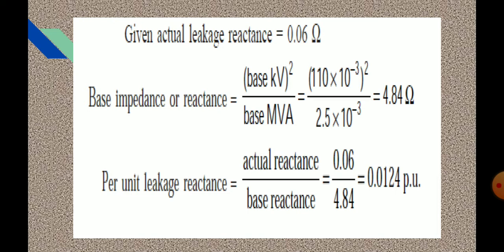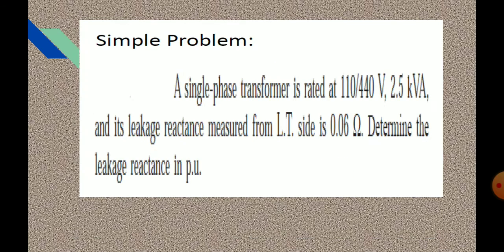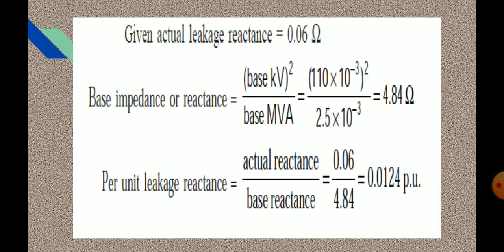The voltage is given in the problem in volts, but we have to express it in kilovolts, so we represent the low voltage side as 110 into 10 power minus 3, the whole square. Base power should be expressed in MVA, and the value given in the question is in kilovolt amps, so 2.5 into 10 power minus 3 goes in the denominator. Dividing, we get 4.84 ohm, the base impedance or reactance.